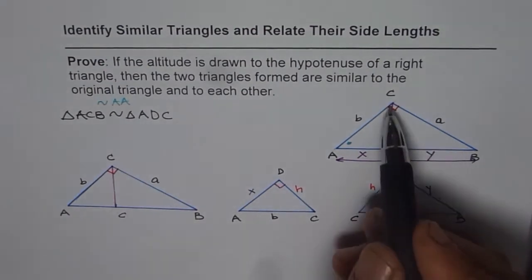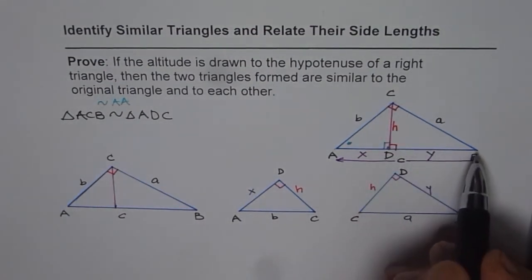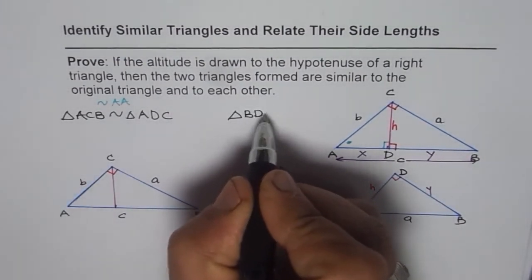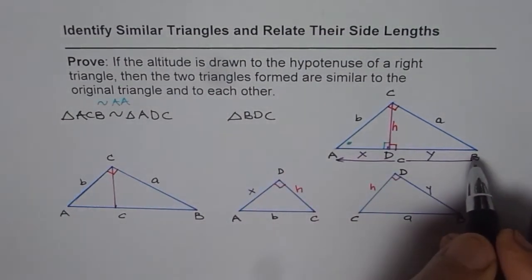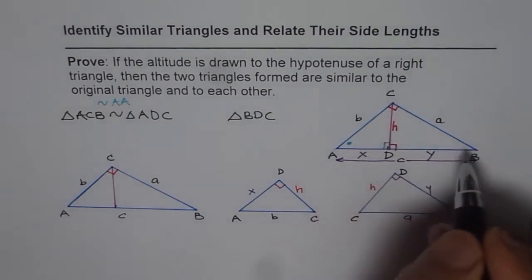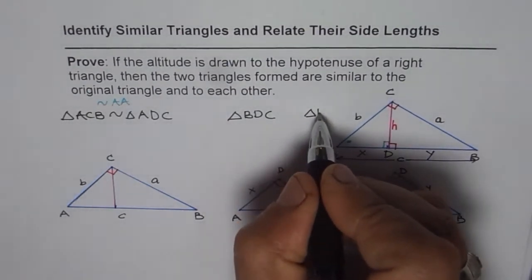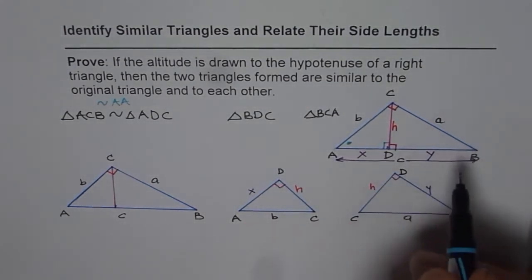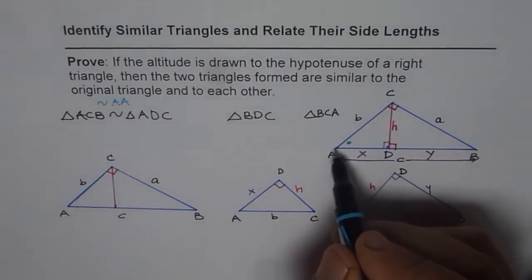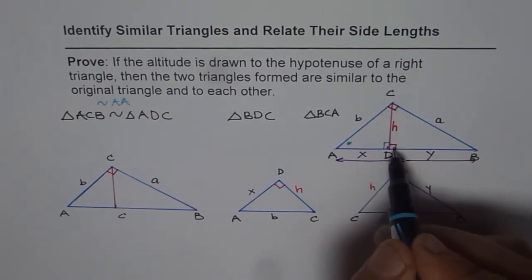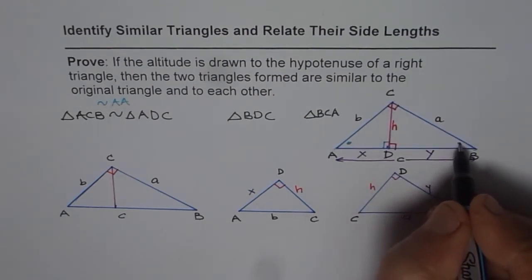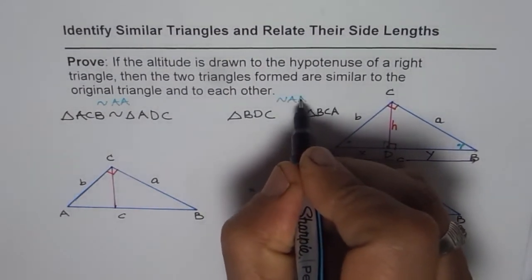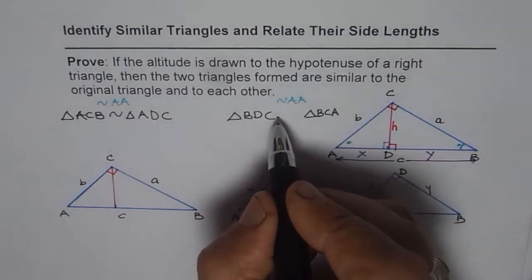Now, let us consider the other small triangle, which is the triangle BDC, right? So let's consider now the triangle BDC and the big triangle, which is, because I'm writing BDC, I'll write BCA, right? And triangle BCA. Now here also, what we notice is that in the big triangle BCA, we have a right angle. Small triangle BDC also has a right angle. So one of these angles is the same, and then we have B as a common angle. Is that okay? So again, two angles are the same, and therefore these two triangles are also similar.